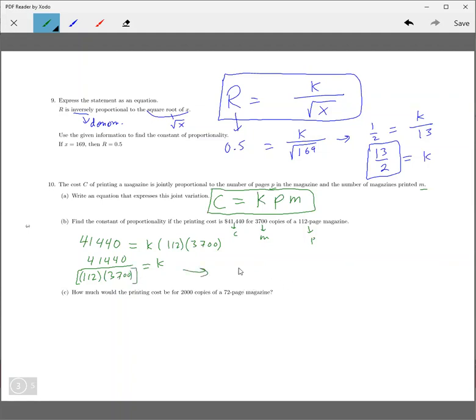Okay, I ran this through a calculator, and I got 0.1. It worked out to exactly 0.1, which is nice.